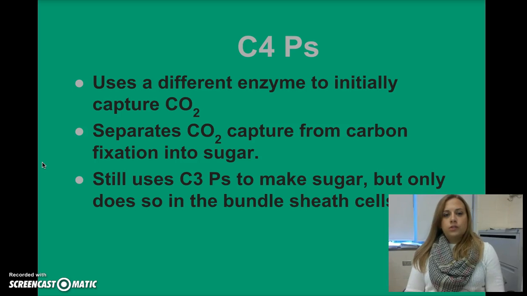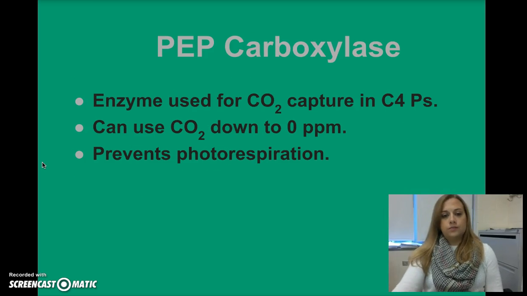So C4 photosynthesis is actually going to use a different enzyme to capture that carbon dioxide. It is going to separate physically the process of the capturing of the carbon dioxide and then how it gets fixed into the sugar. And so you're still using the C3 photosynthesis, but that happens in a certain set of cells, and then the carbon is fixed in a different set of cells.